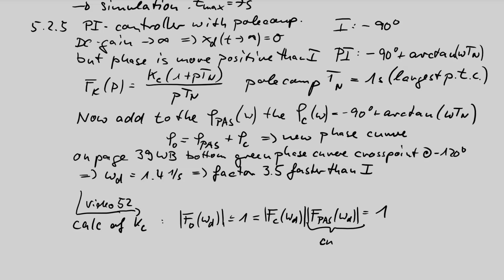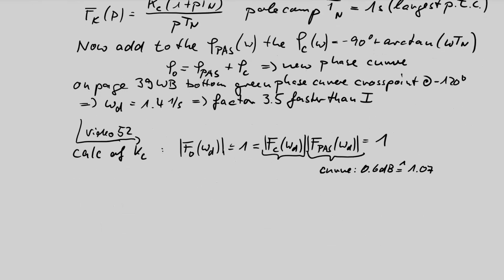So from the curve, 0.6 dB is equivalent to 1.07. And what is this? That is the controller magnitude at omega d, and we have to have a quick look at this function.